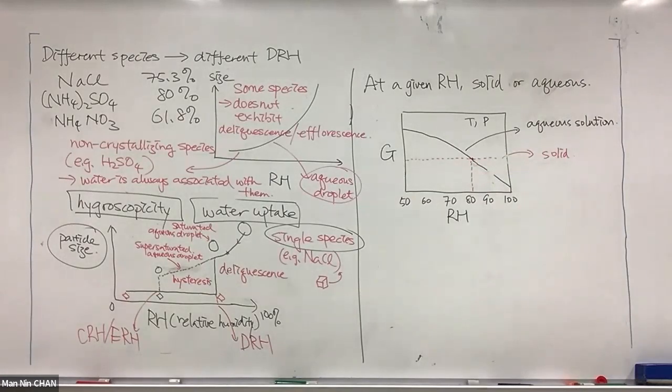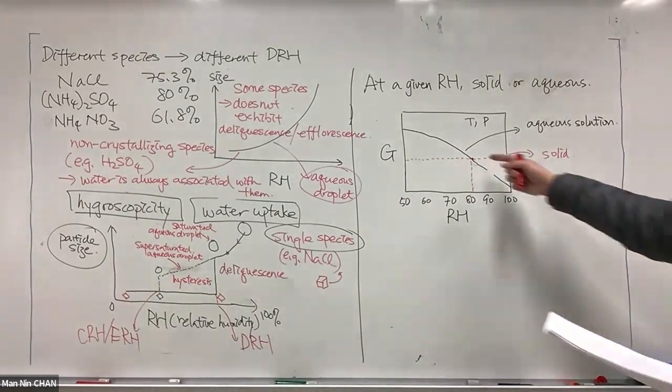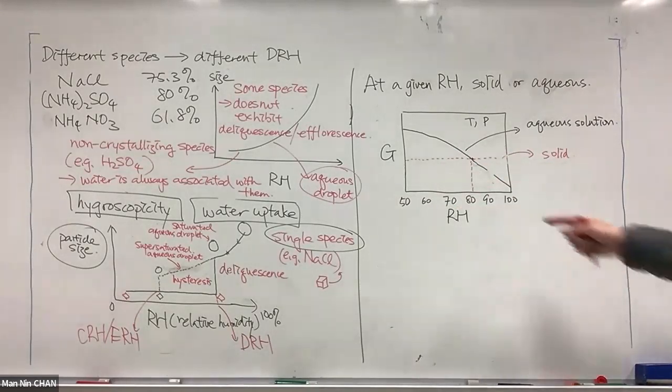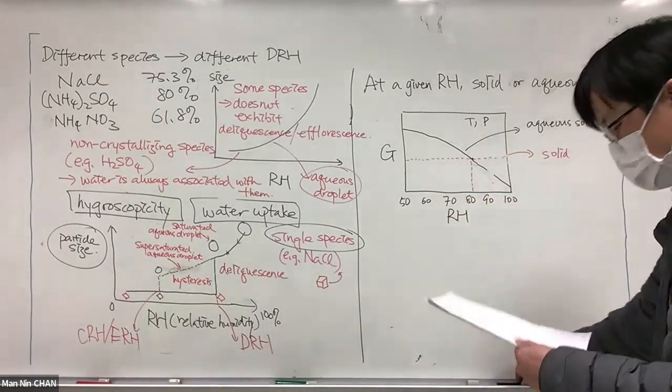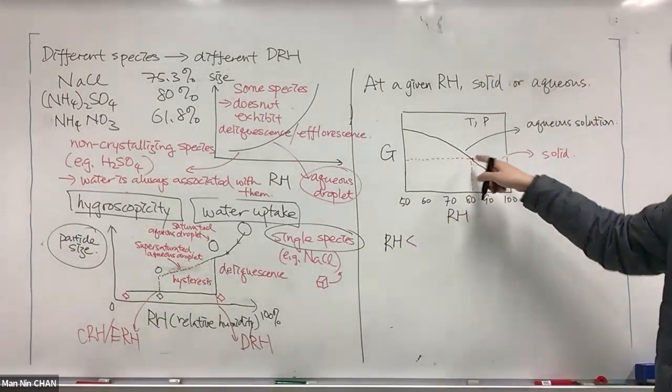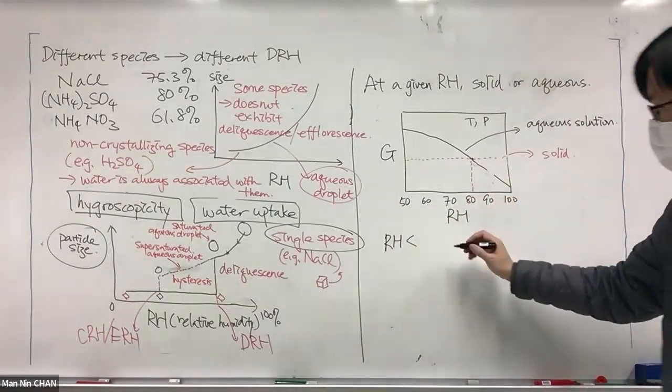So now you can argue, for example, below this point, what will be the state? Let's say your RH is less than this intersection point, say 80% RH.